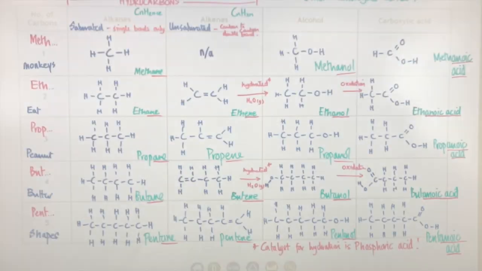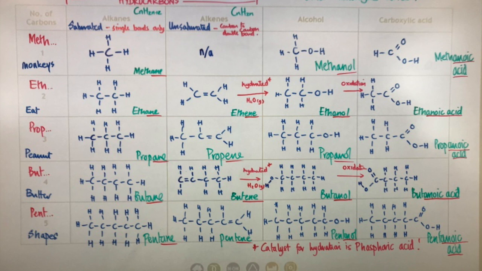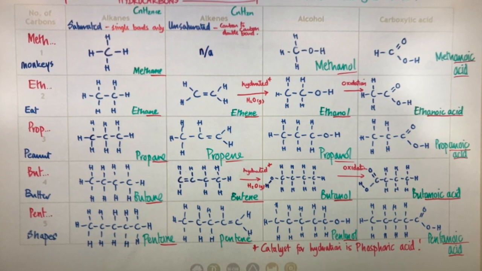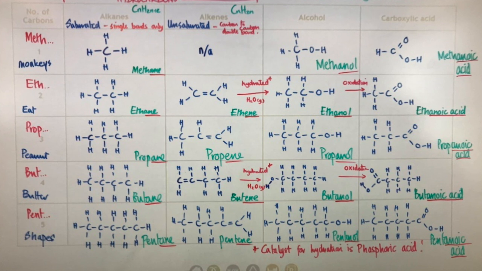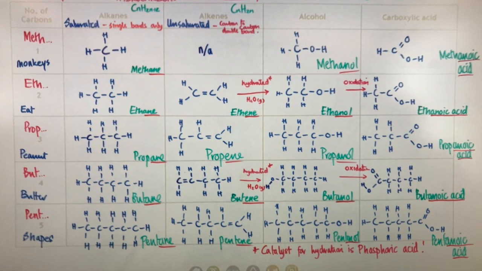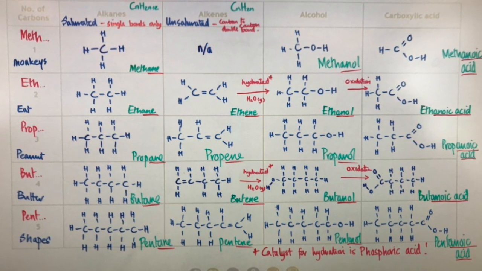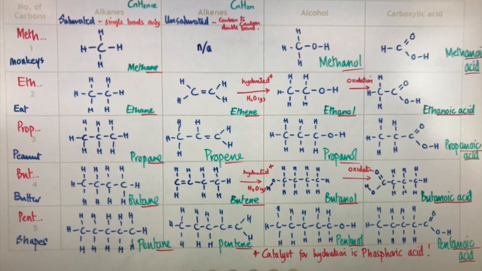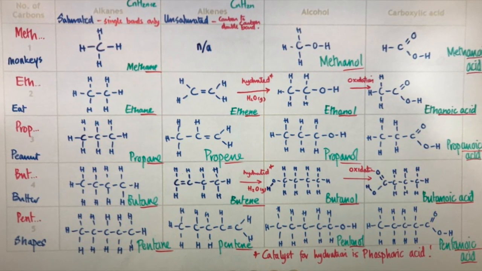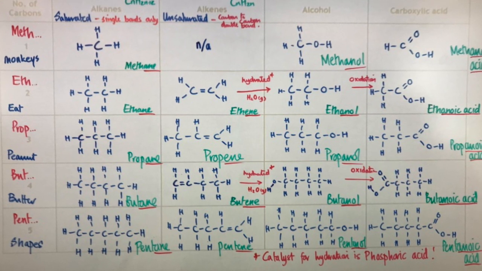Back in a second. This is a photograph of the board from last time, and I hope you've had a moment to digest this over the course of the last couple of days. It focuses on the alkanes, the saturated hydrocarbons. It also focuses on the alkenes, the unsaturated hydrocarbons. And it also talks a little bit about alcohols, which are formed from the hydration of alkenes in the presence of steam and a phosphoric acid catalyst.